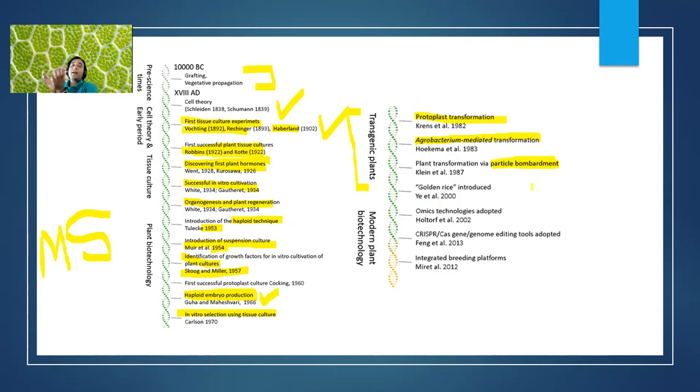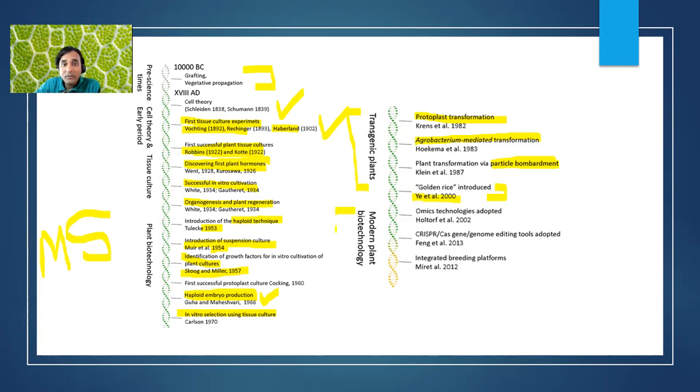By this technique, you have a gun and you have gold particles, you put a desired gene on it and shoot it at the tissue, and it enters the nucleus in the plant and you can have the genetic modifications, right? And the first genetically modified crop, golden rice, was developed in 2000, and still golden rice is prohibited in many parts of the world, and it is under trials. It still is under trials. More than 20 years have passed, but still it is under trials.